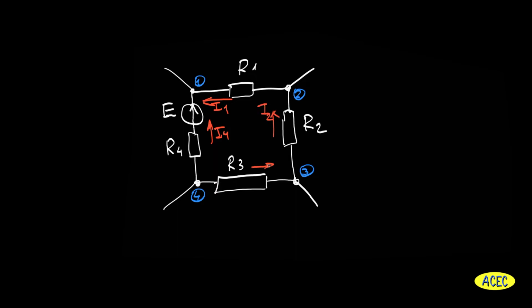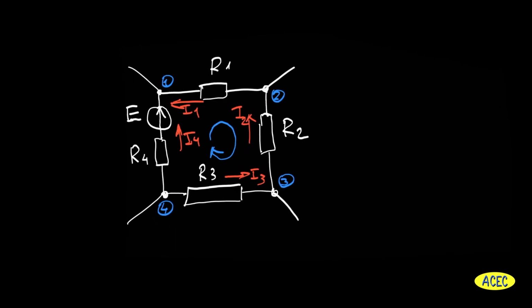Just in this case, we have the opposite direction of the loop, and respectively the current number 1, the current number 2, and the current number 3. So, what will we have in this case?